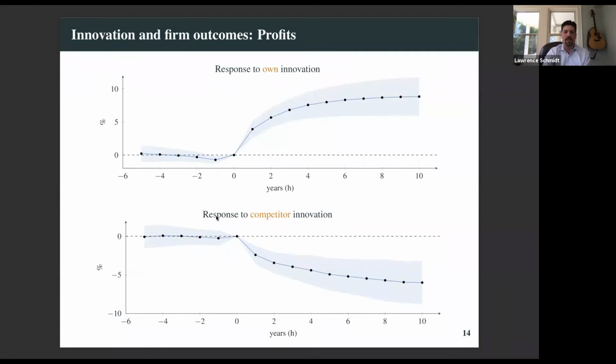Likewise, we can do the same thing if we look at competitors within the same industry developing new technologies. And again, you see competitor innovation is not highly correlated with previous changes in profits, but it's very highly correlated and negatively associated with future firm outcomes. So basically, if new technologies are being developed elsewhere, this on average is bad news for my firm, consistent with the creative destruction mechanism.